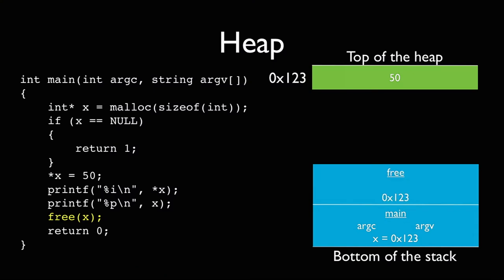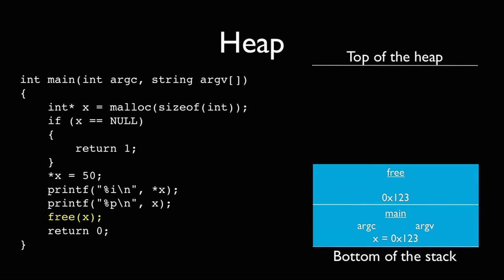Okay, and then finally we have the free. What are we passing to free? We're passing x. That time I actually displayed it in the stack frame. So we're passing the value 0x123 to free. So now free knows, all right, I have to go up to the heap and free that memory. It's no longer using what is at address 0x123. And so free is going to release that from the heap. Now our heap is empty again. We have no memory leaks.